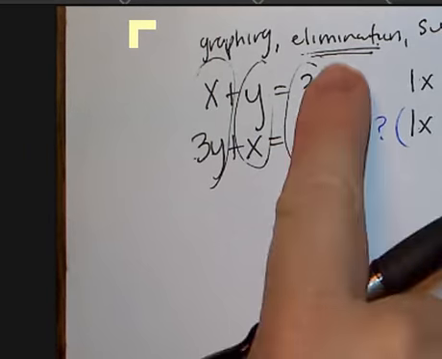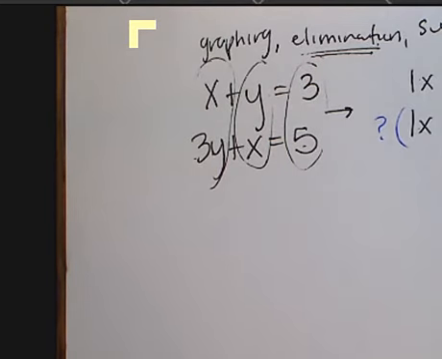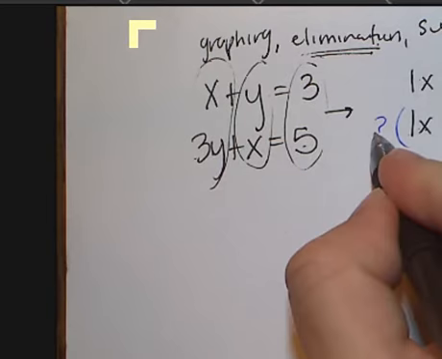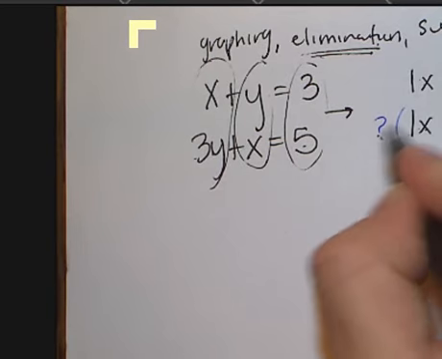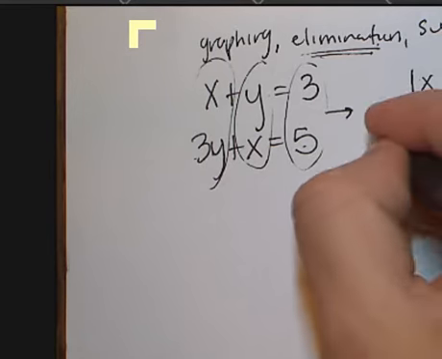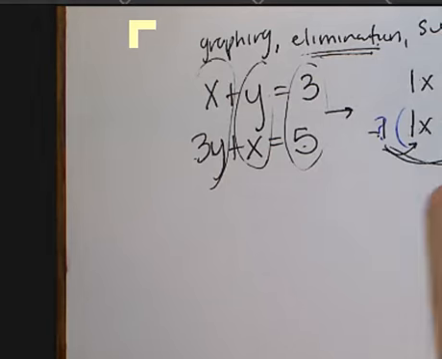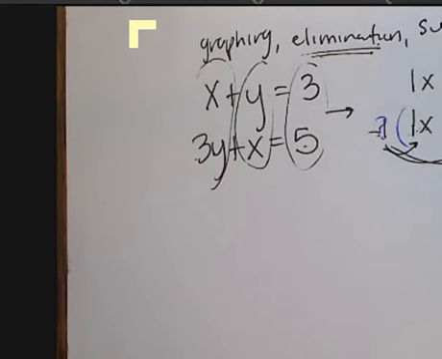They would be eliminated. So to turn this positive 1x into a negative 1x, I need to multiply it by a number. What times positive 1x equals a negative 1x? The answer is negative 1. So I'm going to distribute that to all the terms in this equation. Negative 1 times positive x, negative 1 times positive 3y, and negative 1 times 5.